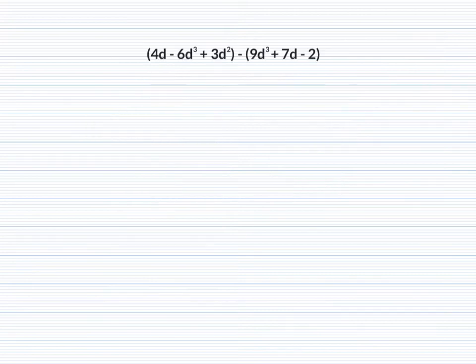All right. It's a subtracting problem. So, of course, since I see the subtraction sign, I'm going to change it right away into adding the opposite. So I'm going to write it all again. Oops, not in yellow, in black. 4d minus 6d to the third plus 3d squared.